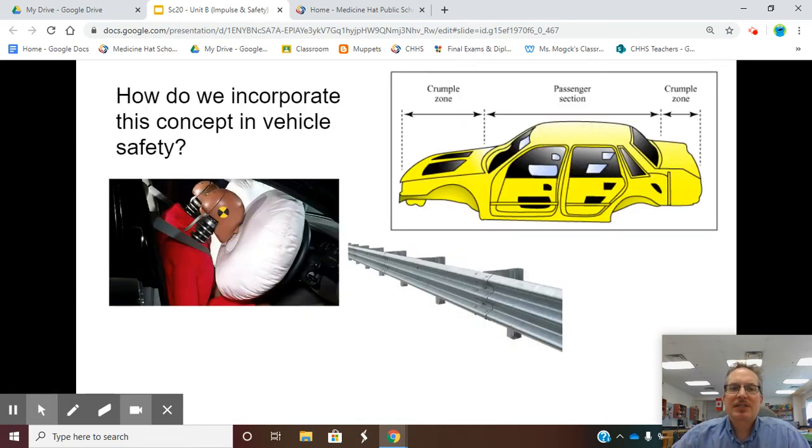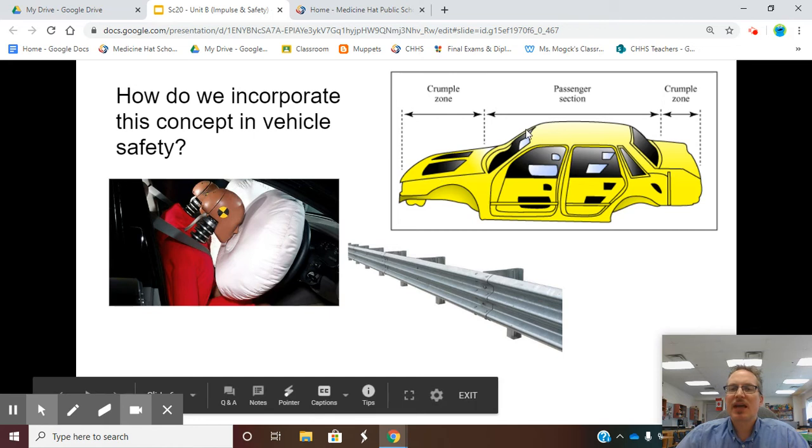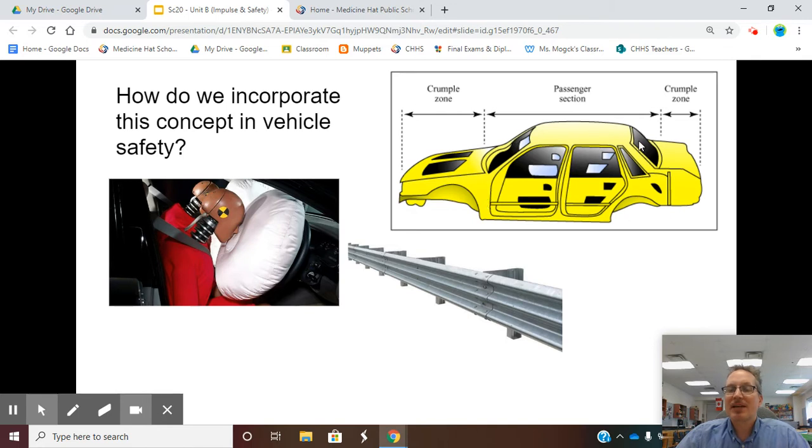So our question is, how do we incorporate this idea of change in momentum or impulse into a vehicle? Well, they mentioned a number of things on the video. They mentioned the crumple zone of the car with the steel cage, where this is the spot on the car where they're trying to protect you, because this is the spot where the passengers are.